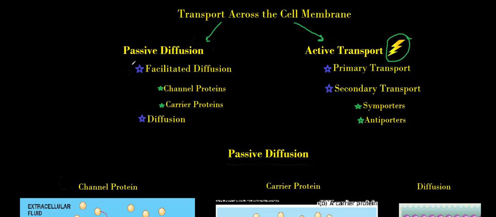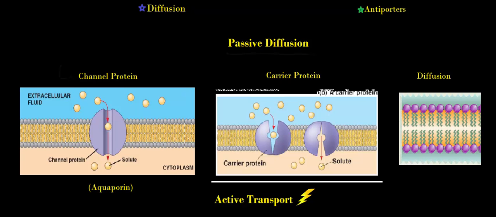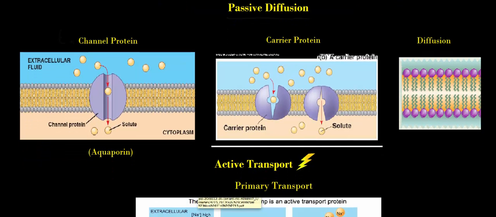The main type of diffusion under passive diffusion is facilitated diffusion, which has two subdivisions. So let's start off with that. Now, the first subdivision of facilitated diffusion, which is basically diffusion across the cell membrane with the help of proteins, is channel protein. And channel proteins do just what their name implies. They open up a channel by which the molecule can diffuse into the cell.